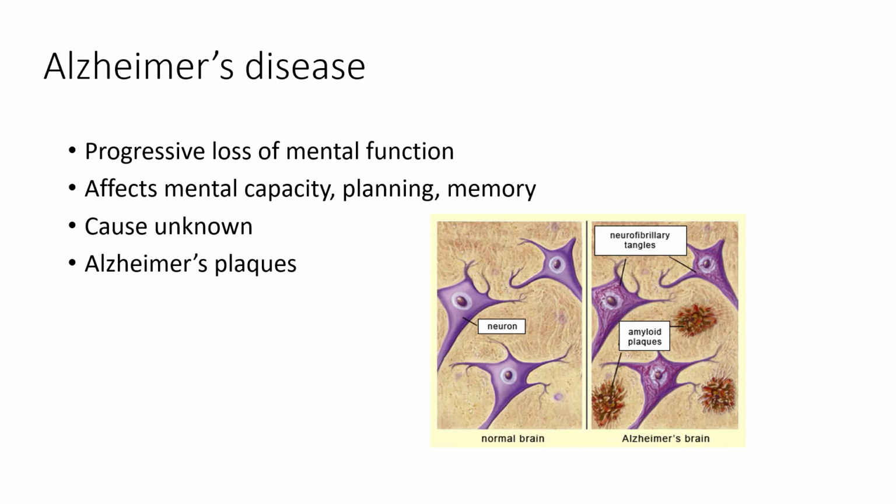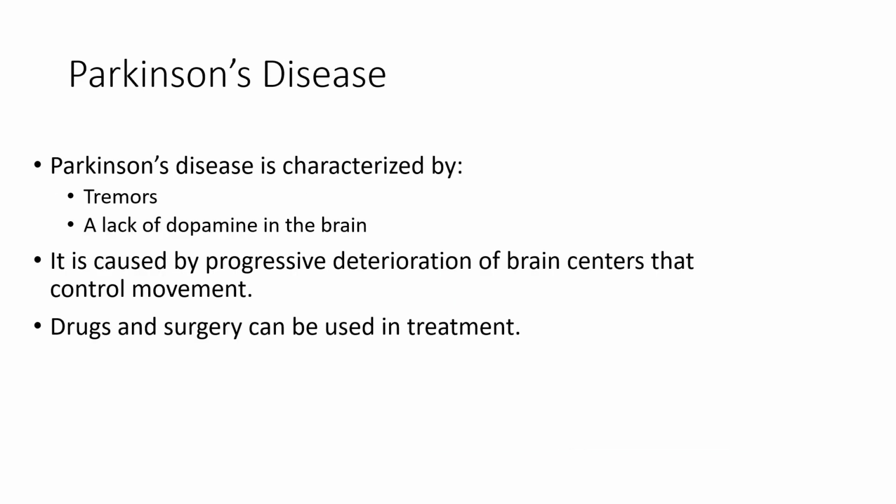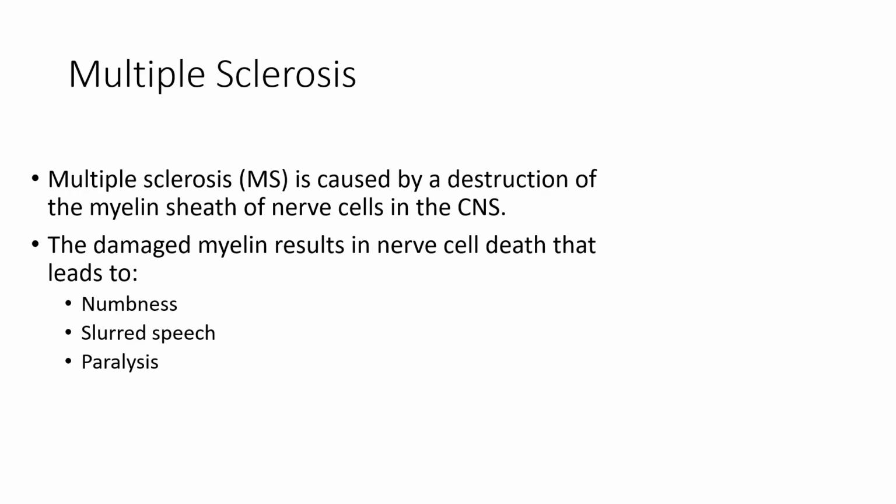The cause is unknown, but we do know these amyloid plaques are present in people with Alzheimer's. Current medicine is inducing different ways to help prevent or stave off Alzheimer's, and that is a very good thing. Next up is Parkinson's. It's characterized by tremors in the hands and a lack of dopamine in the brain, caused by progressive deterioration of brain centers that control movement. There are different types of drugs currently being used in treatment and certain types of surgery that can help delay or assist in the remediation of Parkinson's disease.